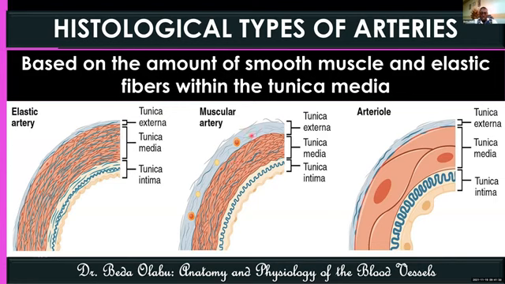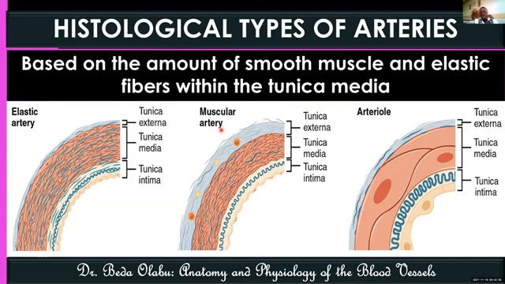I forgot to tell you examples of muscular arteries. Most arteries in the body are actually muscular arteries. So those arteries you know in the limbs, the arteries in the upper limb, like brachial artery, radial artery, ulnar artery, the ones in the lower limb, femoral artery, popliteal artery, anterior tibial, posterior tibial, all those are muscular arteries.